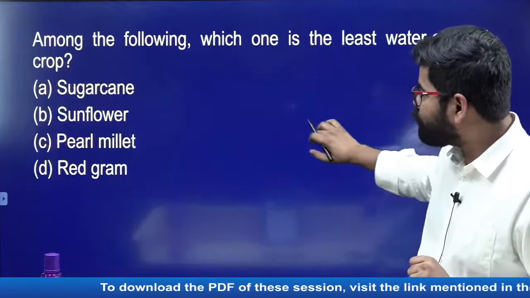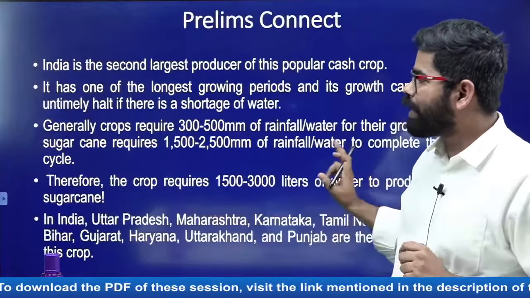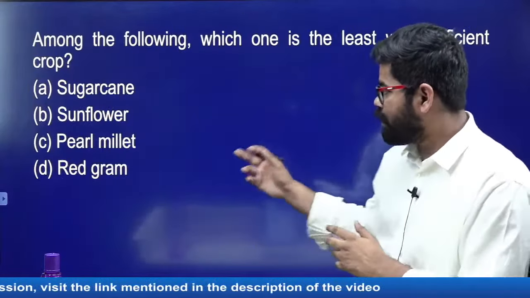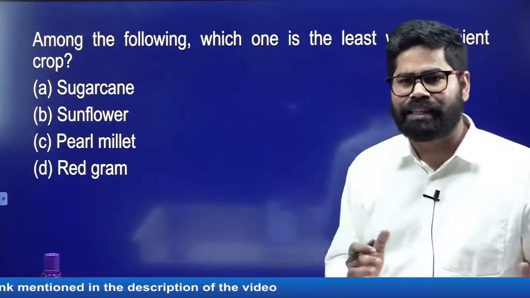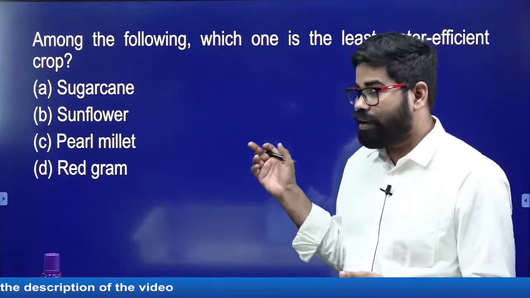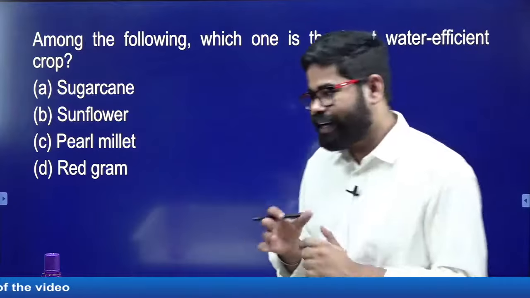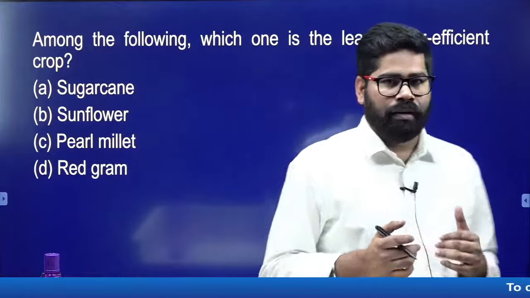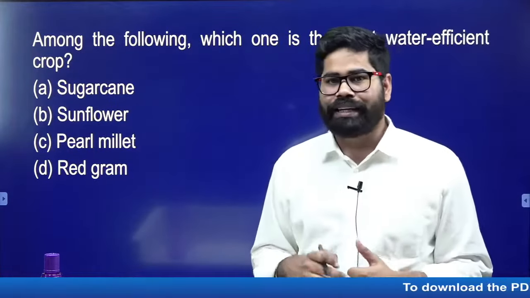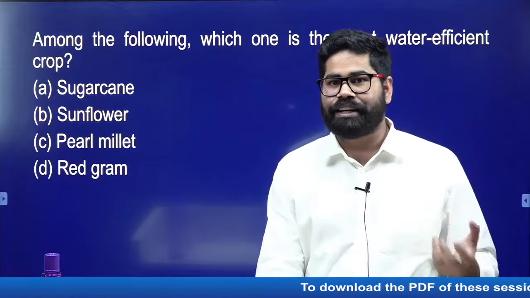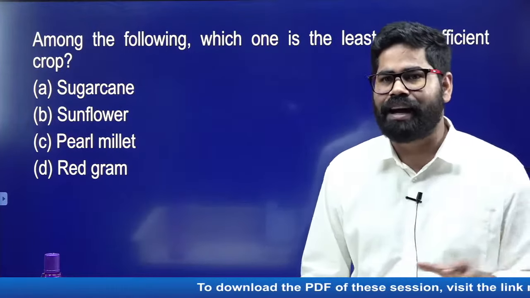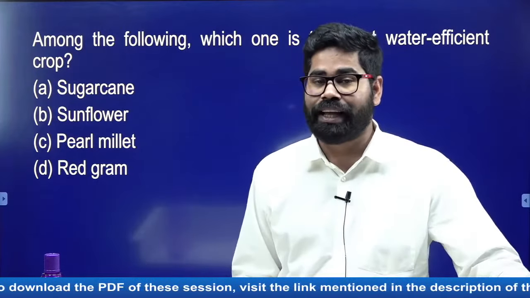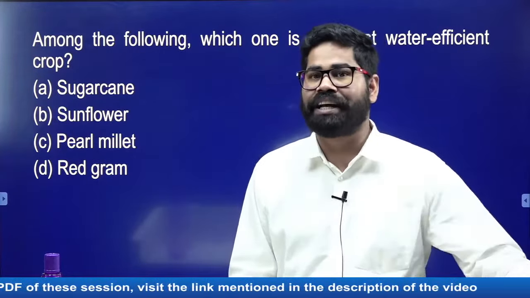So we can have the answer as A in this case: sugarcane will be the more water intensive crop in comparison to the other ones. Sunflower, pearl millet and red gram take considerably less water. You can see one other dimension of it. When we talk about sunflower, pearl millet or red gram, these crops are generally cultivated in areas where we have less rainfall. Whereas sugarcane is grown in more water intensive or irrigation intensive areas.